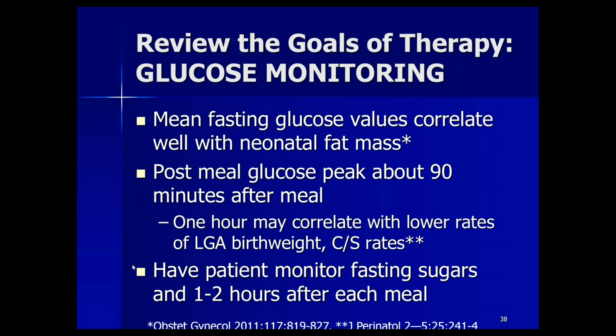So weight gain is important, and again, points to why you need to have a dietitian on your team. You need to tell your patients why she's got to check her fastings and why she's got to check after meals. Those 1 hour after meals correlate with lower rates of large babies and lower cesarean section rates.